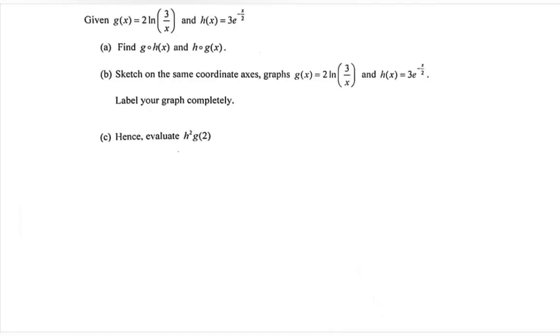Given we have the function g(x), which is the ln, and also h(x), which is the exponent. A, find g∘h and then h∘g. So let's focus on g∘h.